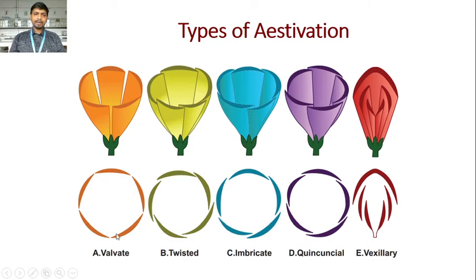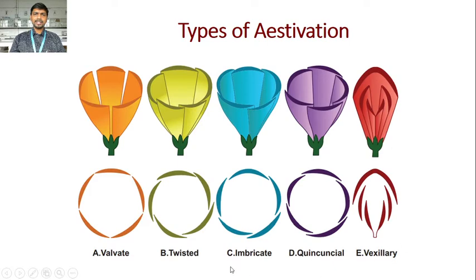In the case of valvate estivation, if you see the individual sepals or petals, how many sepals can be seen here? 1, 2, 3, 4, 5. One can say these estivations are also for the petals, or corolla, and perianth. Suppose these are the sepals, 5 sepals are here. In each diagram there are 5 sepals, and these 5 sepals are used to describe the various types of estivation: valvate, twisted, imbricate, quincunxial and vexillary.